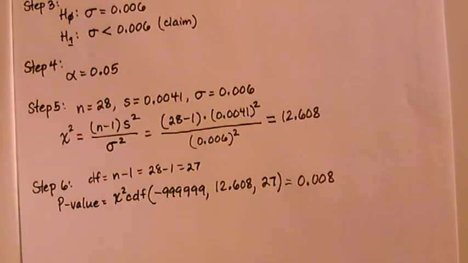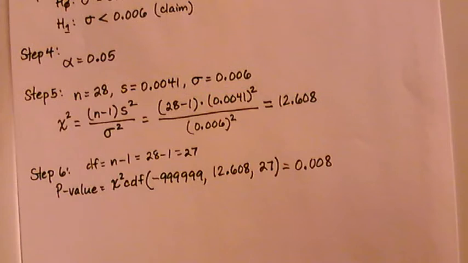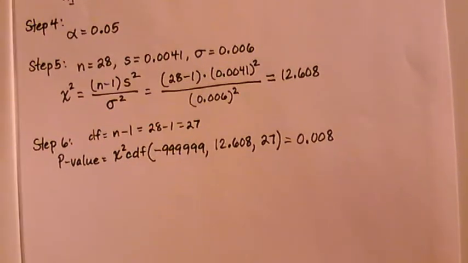Okay. Now do pay close attention to the homework on how many decimal places they ask you to round off. If they say round to 3 decimal places, then you round to 3 decimal places. Or if it says 4 decimal places, you round to 4 decimal places for your p-value. But in this case, your p-value will be 0.008, rounded to 3 decimal places.